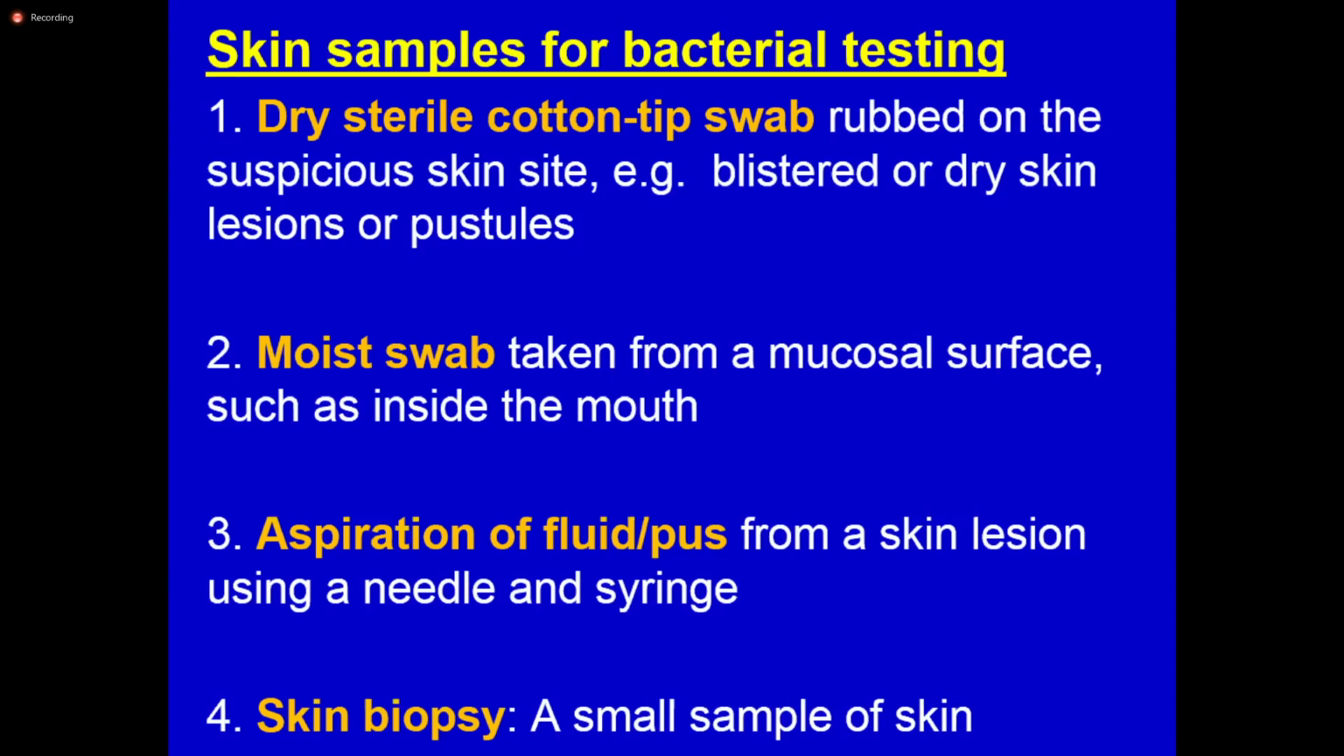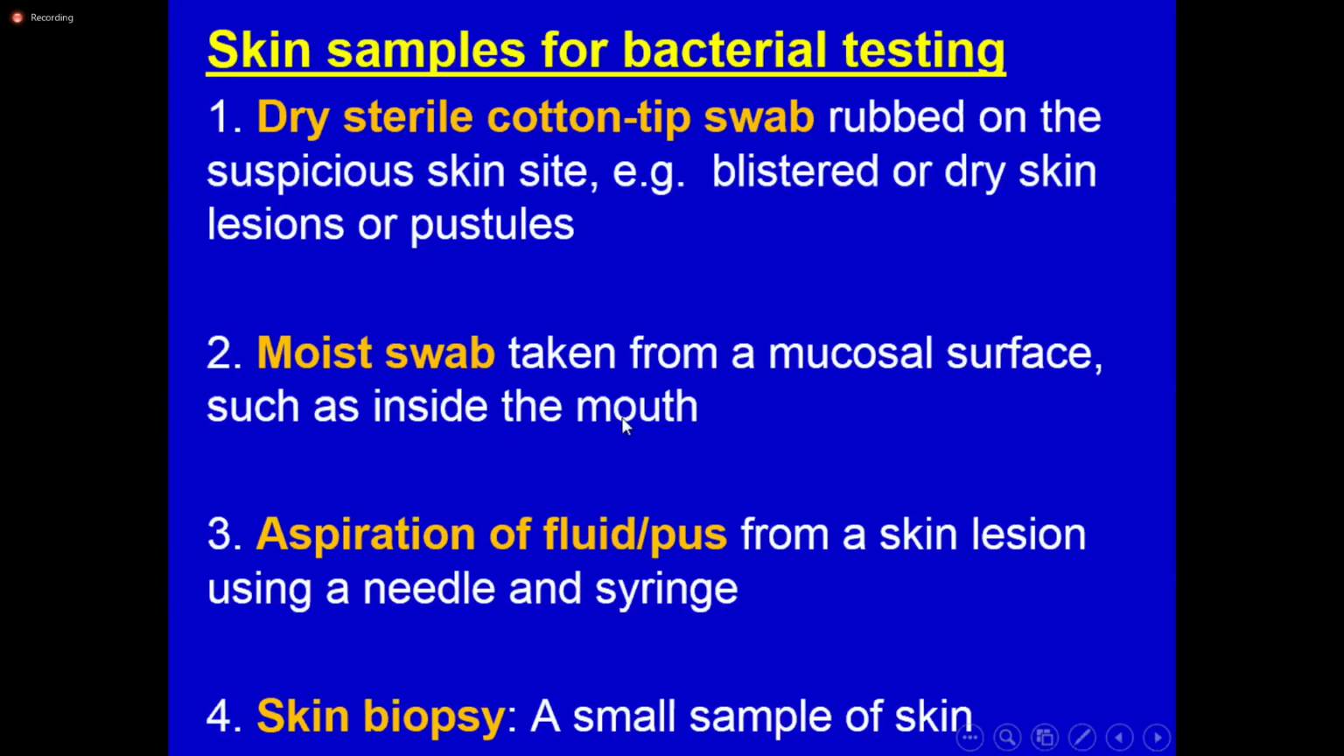But just a summary for it: a dry, sterile cotton tip swab rubbed on the skin area, a blister or dry skin, lesion or pustule, and you take your sample with the cotton, and then you put it in the tube. There are other types of swab, moist swab, with a moistening material like jelly, taken from mucosal surfaces. This can be used for mucosal surfaces such as inside the mouth.